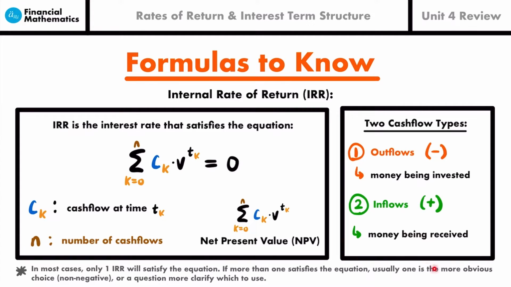Either it's going to be obvious which rate to use, meaning one will be non-negative, will have a positive interest rate as opposed to a negative interest rate. We typically don't work with negative interest rates. It's not out of the realm of possibility, but in most FM problems, you want to work with a positive interest rate. But the other thing that could happen is that a problem will specify what interest rate to use.